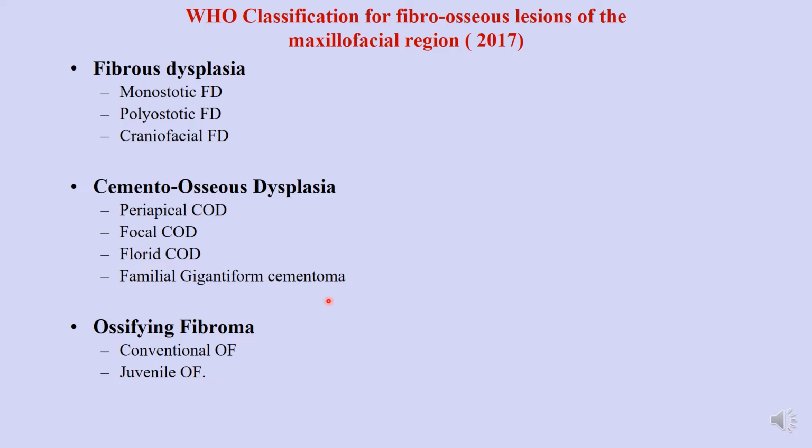The second category is cementosseous dysplasia, also abbreviated as COD. Under that you have periapical, focal, florid, and familial gigantiform cementoma. The third is ossifying fibroma, which is further classified as conventional ossifying fibroma and juvenile ossifying fibroma. Now I'm going to explain further about this classification and these lesions as we go forward.